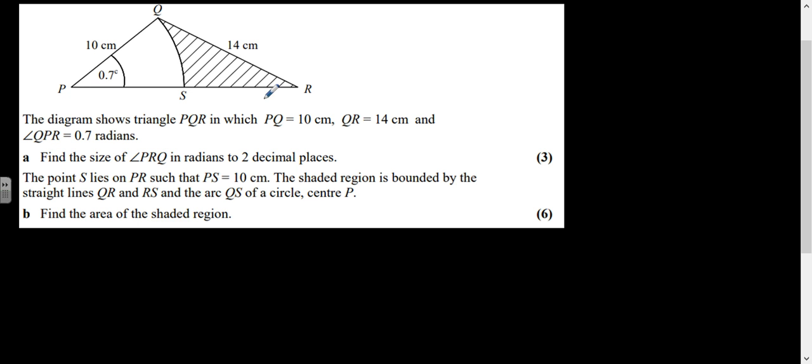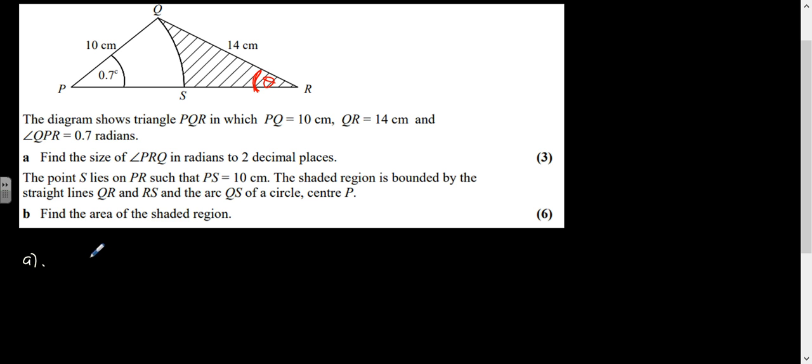Where is PRQ? It's over here. So we're interested in this angle over here, which I'm going to call theta, in radians to 2 decimal places. So all we're going to use for this one is our trusty sine rule. Now, the reason we're using the sine rule, let's go through that selection process. The angle we're interested in, we are given the side opposite. We have a matching pair. Do we have another matching pair in the triangle? Well, yes, we do. We have 14 centimeters, which is directly opposite the 0.7. You'll notice I'm ignoring this QS line and I'm ignoring a shaded area. So theta and 10 are opposite, 0.7 and 14 are opposite.